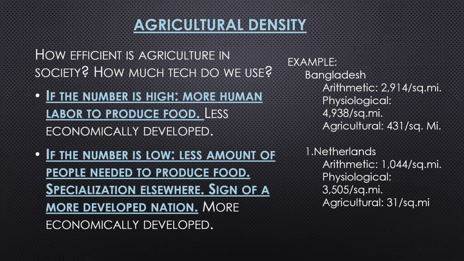People can focus on other things to do, especially in the urban areas. It's a sign of a more developed nation if the number is low. They're more economically developed. And you can take a look at these two examples here. Bangladesh, agricultural density, 431 square miles. Compare that to the Netherlands at 31 square miles.